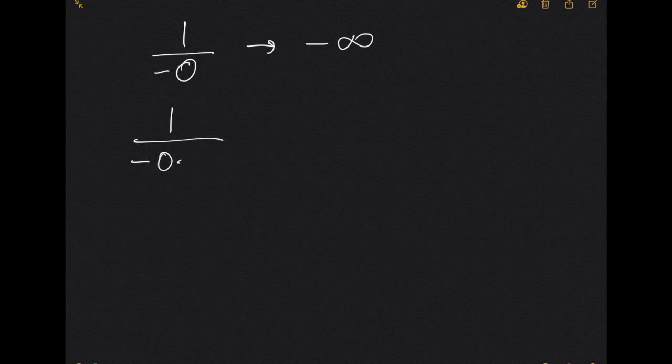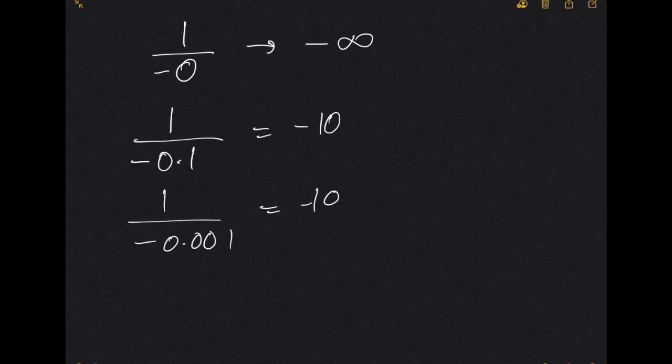Okay, so what happens if we now have a negative number? So maybe we have 1 divided by minus 0. Well, perhaps we could say this might tend towards negative infinity. Or again, if we use our same argument, we could say 1 divided by minus 0.1 equals minus 10. And we can do the same, 1 divided by minus 0.001 equals minus 1,000. Okay, so perhaps this would then tend towards negative infinity.